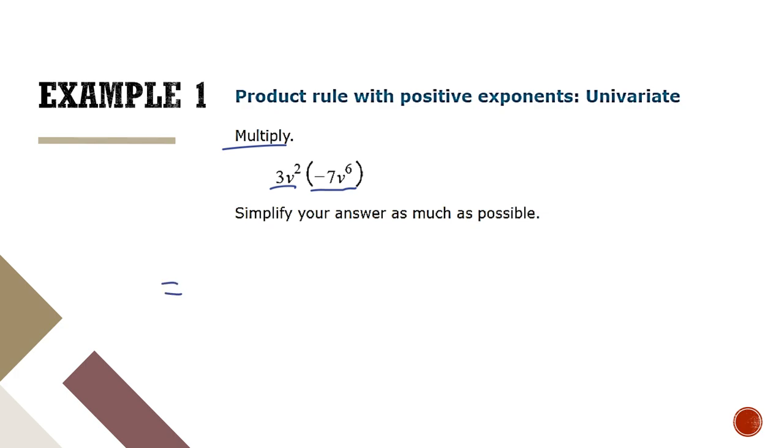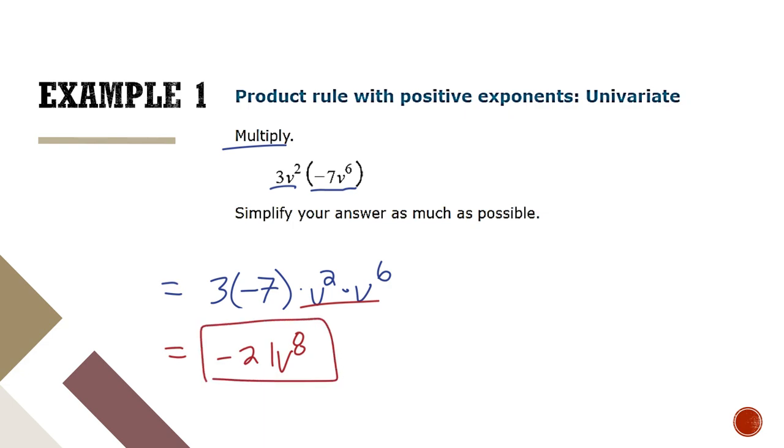So what we're going to do is 3 times that negative 7, and I'm just going to rearrange this as v squared and then v to the 6. So I'm going to multiply the numbers, 3 and negative 7, the coefficients, and then I'm going to multiply the variables together that are the same. I can multiply 7 times 3 in my head, and then take along the negative, which gives me a negative 21. And then we add the exponents, so this is v to the 8th. So this would be my final answer here.